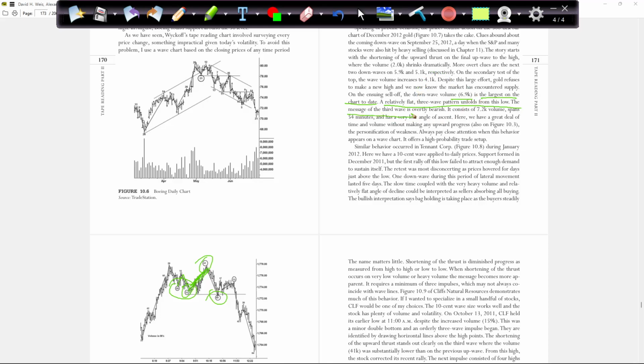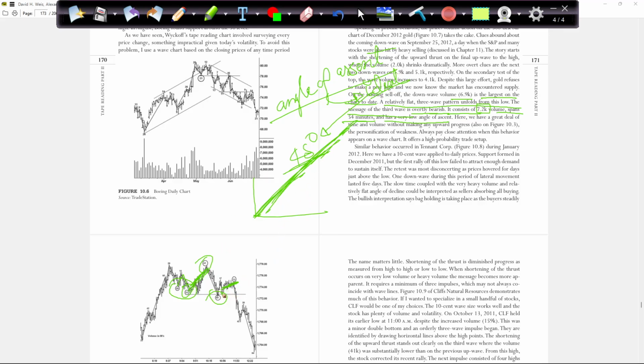The message of the third wave is overly bearish. It consists of 7.2K volume and spans 54 minutes, and has a very low angle of ascent. When we're looking for an ideal angle of ascent, it should be about 45 degrees, but that's for a good trending market, a good effort plus a good result.